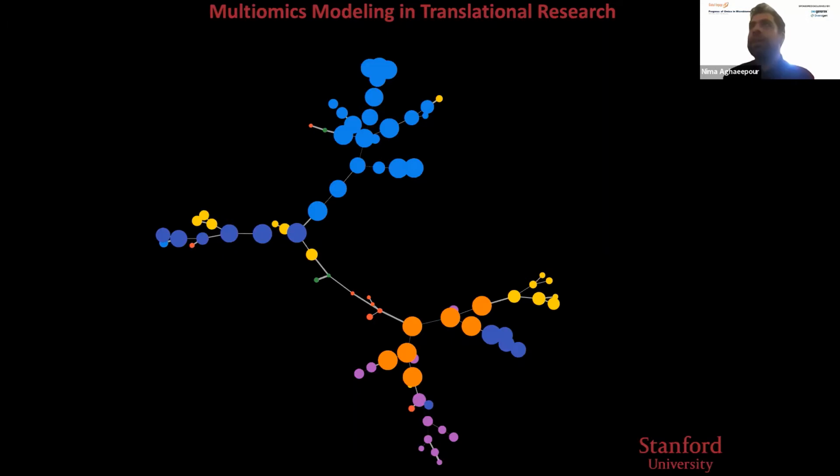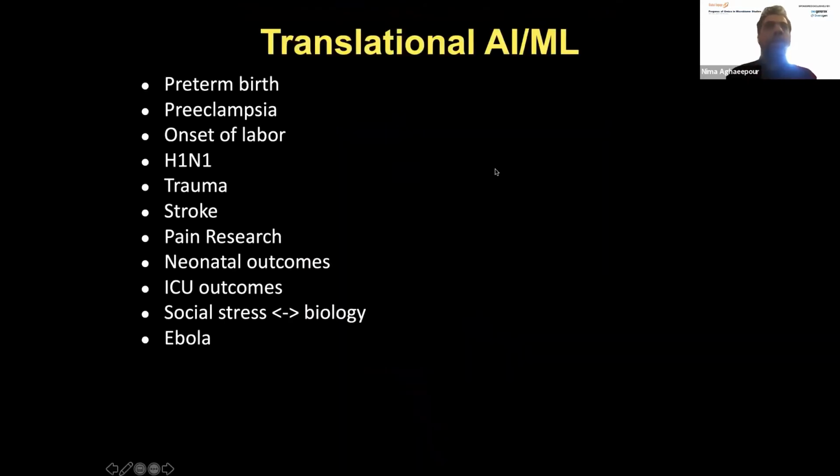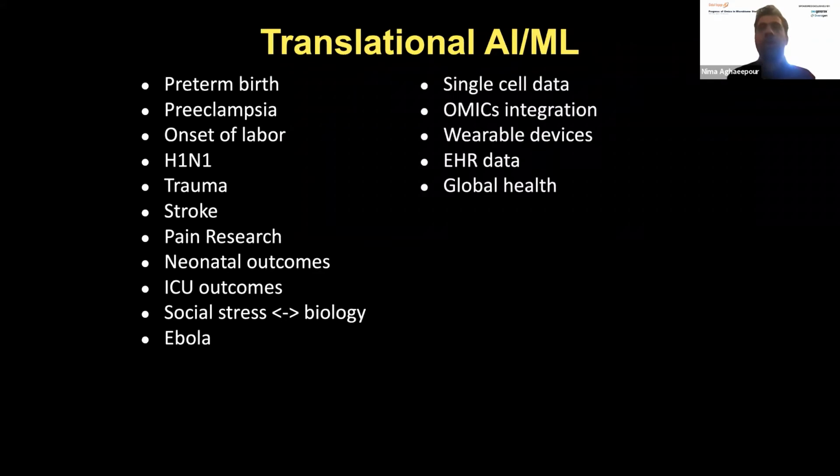Glad to show you one case study, and then we can chat more about the details of it afterwards. So we are a fairly young laboratory at Stanford. We are 4 years old now, and we work on a broad range of translational problems, mostly in the maternal and child health domain, but also other areas as well. We are focused on not just omics data sets, single cell analysis, and various omics integration problems, but also wearable devices, electronic health records, global health level data sets.